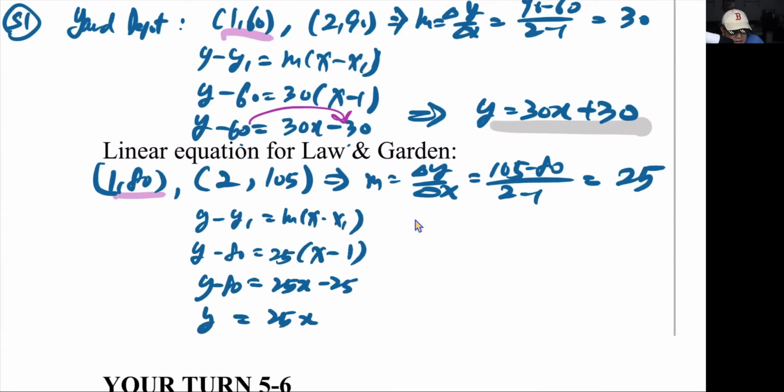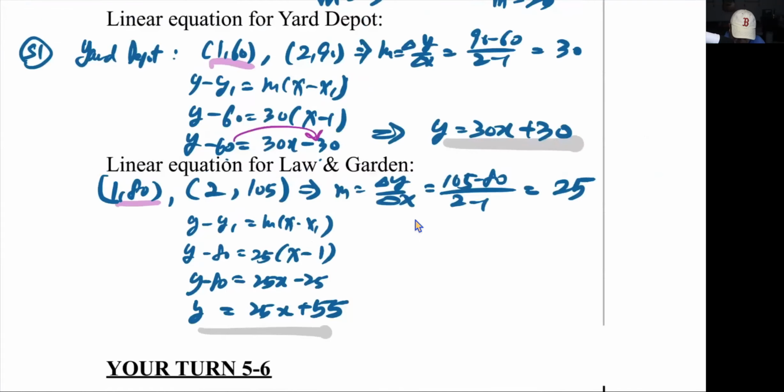What is 80 minus 25? That should give you 55. There you go. All right, so those two are the right answers.